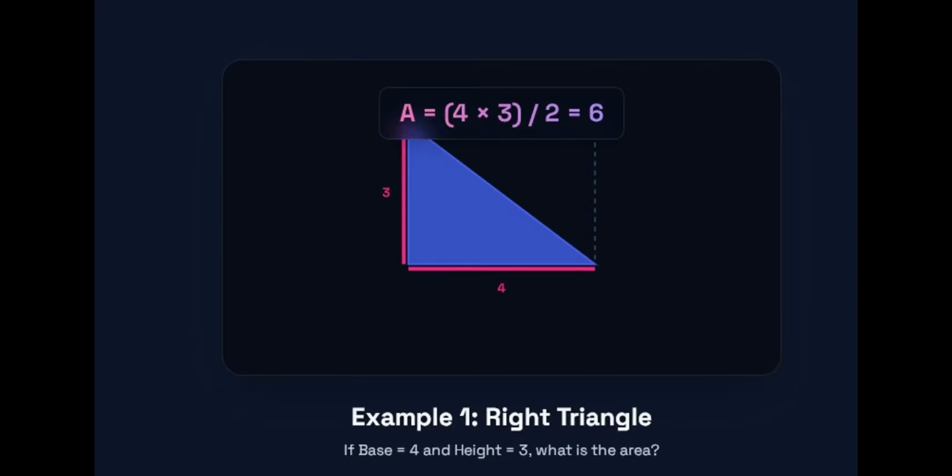Let's look at an example. A right triangle with a base of 4 inches and a height of 3 inches. The area is 4 times 3 divided by 2 equals 6 square inches.